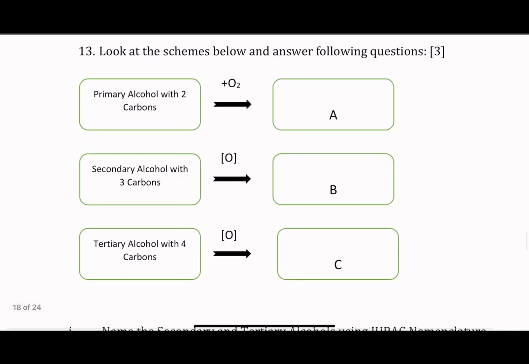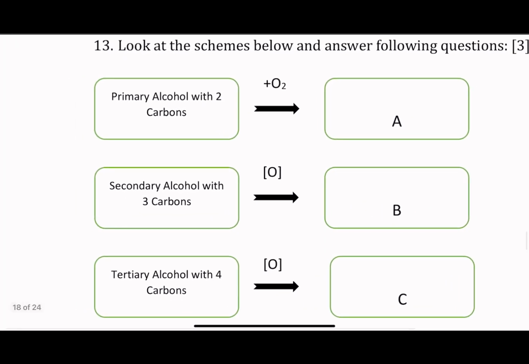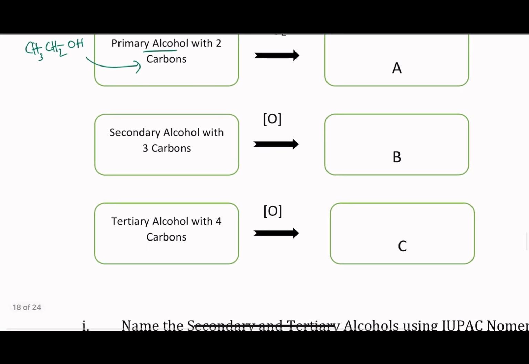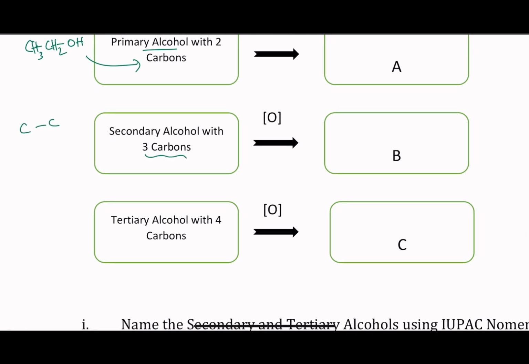It gives us the primary, secondary and tertiary alcohols with 2, 3, and 4 carbons. Okay, so we know that if we have 2 carbons and a primary alcohol, it would look like this, right? And if you fill it with hydrogens, you would clearly see that this is ethanol, this primary alcohol. And the secondary alcohol is given with 3 carbons. So I'm going to write it like this, and then OH. If you fill it out with hydrogens, it would look like this, right? This is your secondary alcohol.